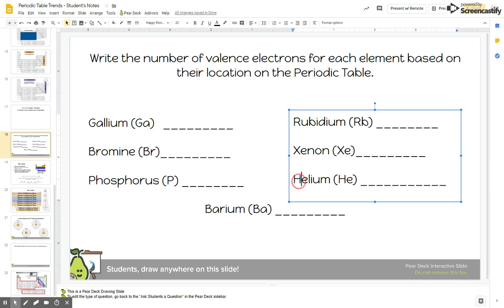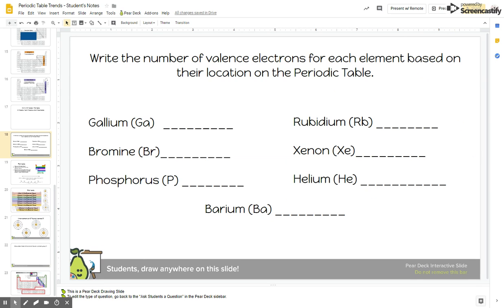Now, the one that we did have some problems with in class today is helium. So remember, helium has that special little thing about it because it does not have 8 valence electrons, even though it's in group 18. So really look close at how many valence electrons it would have, even though it's in group 18. So that's what we started out with.